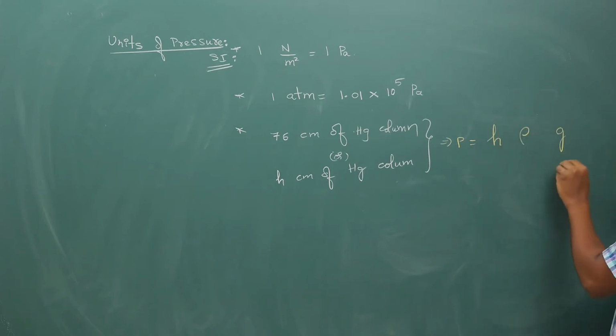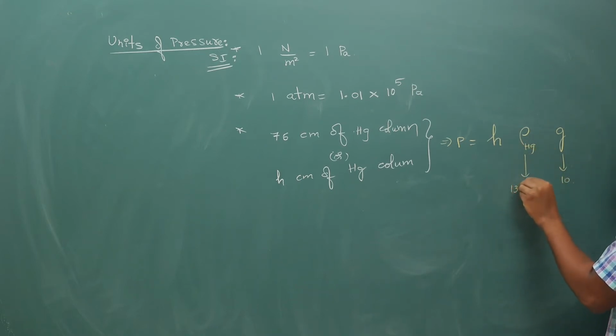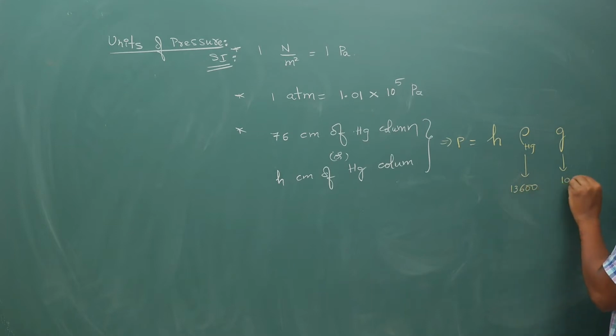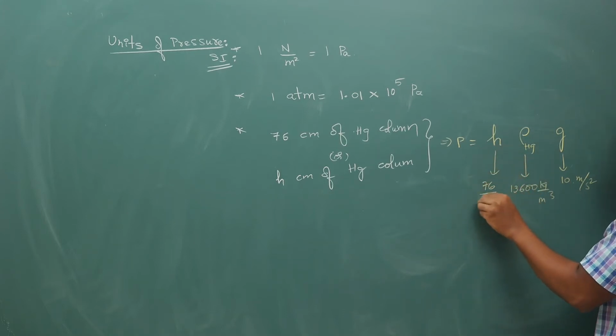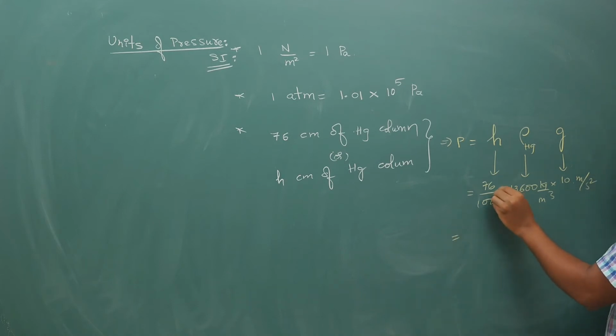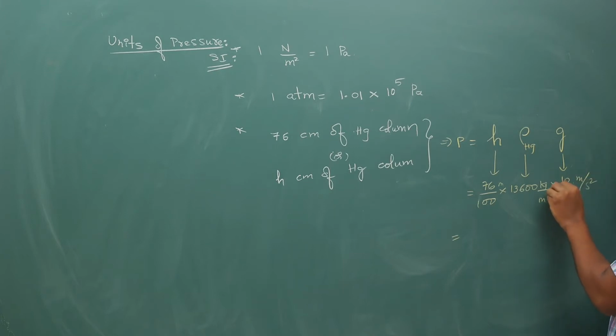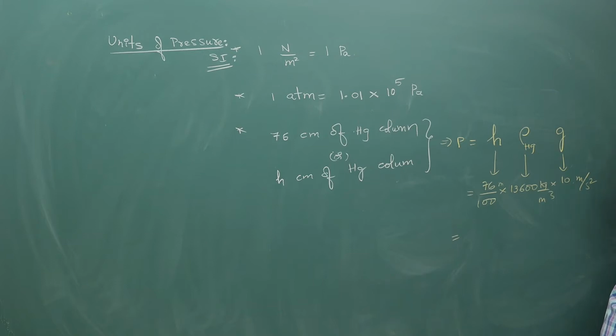Your G value is 10 meter per second square, and your density of mercury is 13,600 kg per meter cube. And 76 centimeter means you take it as 76 by 100. You multiply all this. Height unit is once again meters. Meter cube will cancel off, leaving kg per second square. If you check all, once again you are going to get Newton per meter square. Check the units properly, you are going to get this.